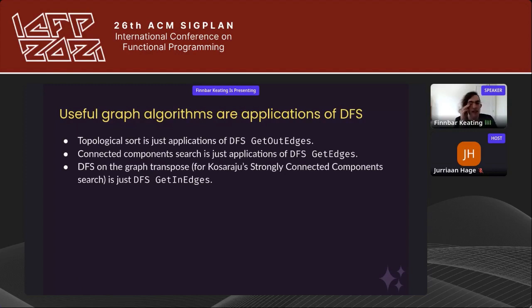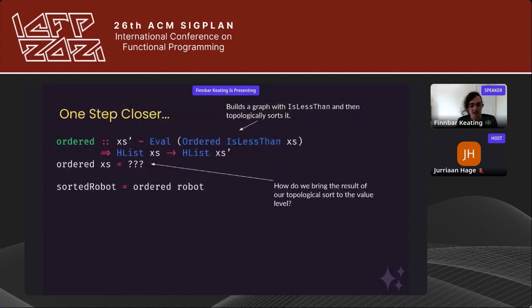And then finally, DFS on the graph transpose, which we use for Kosaraju's strongly connected component search, again in the paper, is just DFS with the in edges. So you get all of these algorithms at the type level for significantly cheaper than you would if you wrote them with normal type families and didn't have any of the modularity that we got. So with this, we're now one step closer to having our goal.